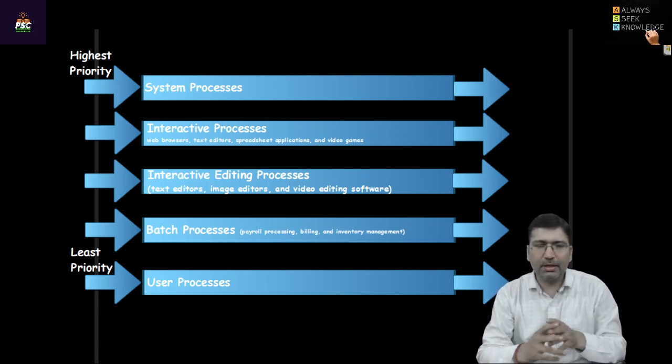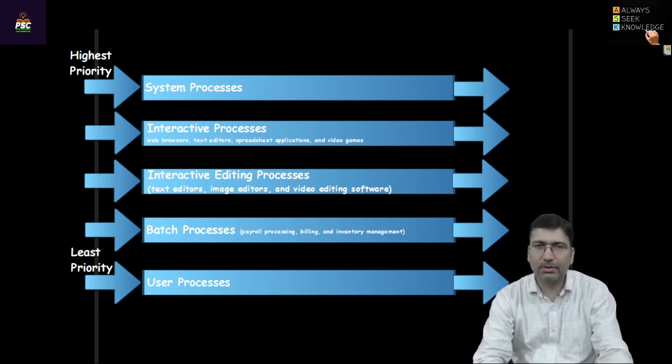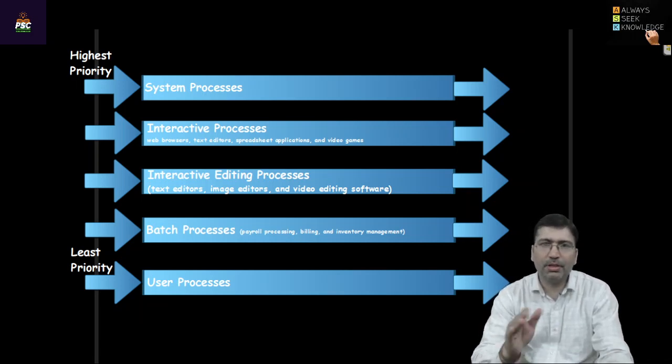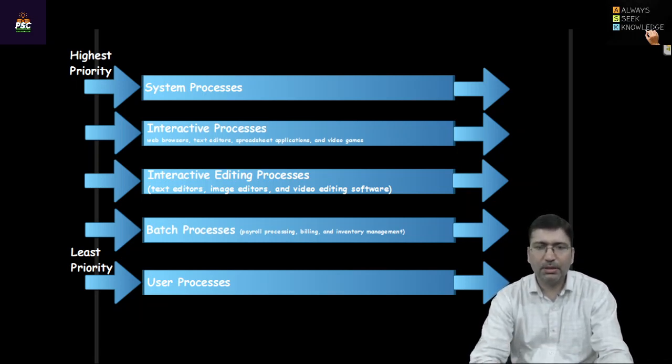As I have already mentioned, the very first category is like system processes, or interactive processes, or interactive editing processes, or batch processes, or normal user processes. There are different types of processes available. So based on the nature or the priority of the process, the type of process will be arriving in a particular queue. Okay, so these queue levels have been defined here. There will be multiple levels, depending upon the types of processes.